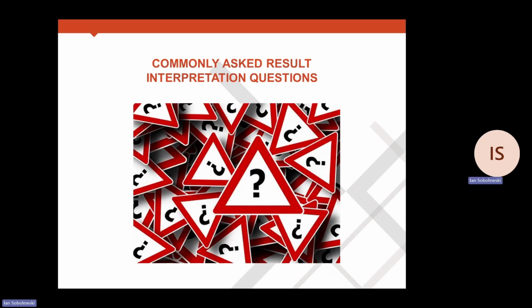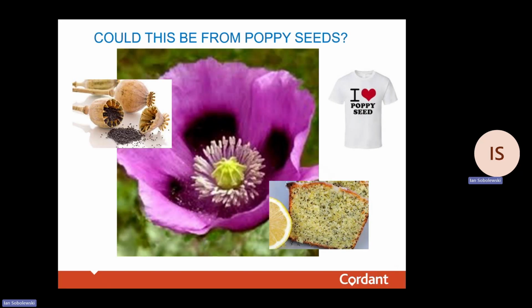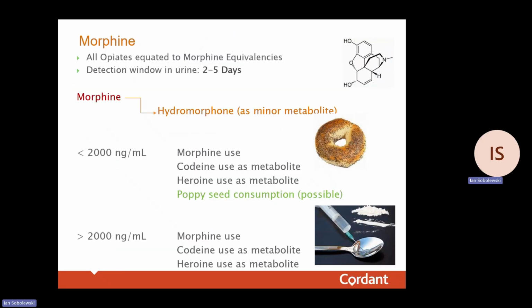Alrighty. A few quick commonly asked test interpretation questions here. We get this quite often. I have a donor coming up positive for morphine. They're saying they ate a poppy seed bagel 2 days ago, and that's why they came up positive. Is this true or false?